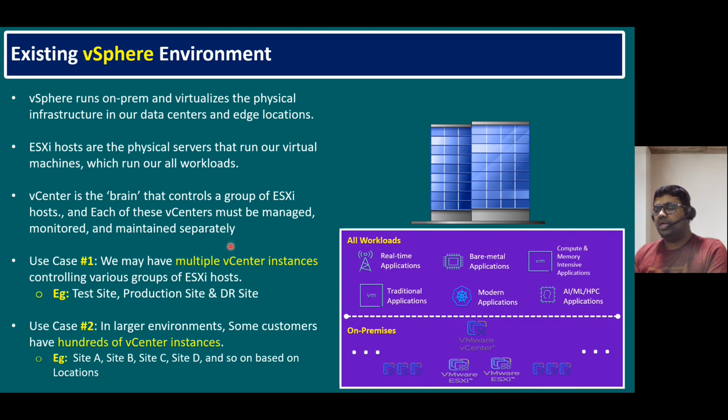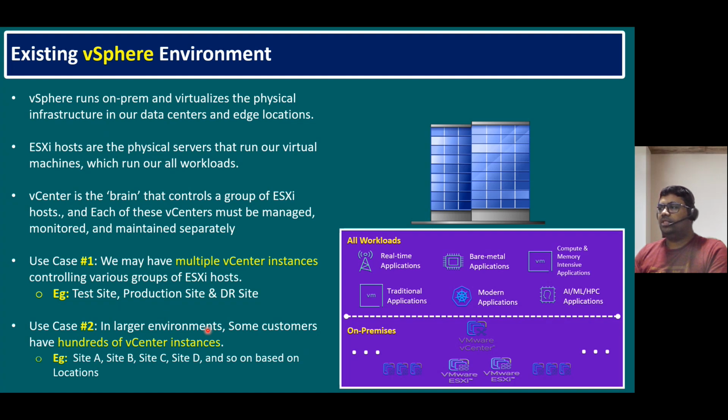Why do we maintain them separately? If we have multiple sites like a production site, test data center, and also a DR site, for each site we must maintain a separate vCenter. So I highlighted the use cases. In use case one, we may have multiple vCenter instances controlling various groups of ESXi hosts. For example, test site, production site, and DR site. I've given three examples. And in the same way, use case 2.